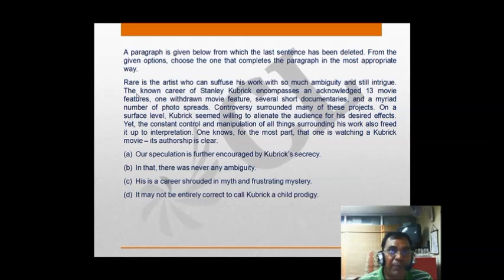So again, we talk about para completion. The last two lines are very important. It has to have a connection, and what we have taught, it has to be done the same way.